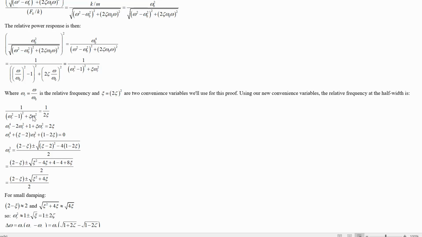And what do we get at resonance? Well, at the resonant response, when we put in omega is equal to omega naught, then this is just a 1. And this one's a 1, so that cancels. So you can see the resonant response is 1 over xi. So 1 over 2xi is what we would get when we're at these half widths.